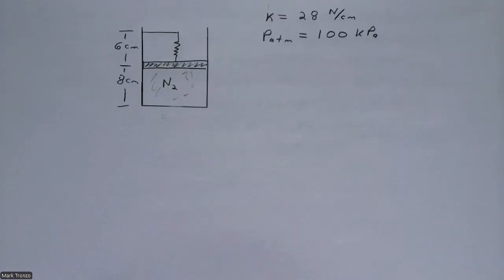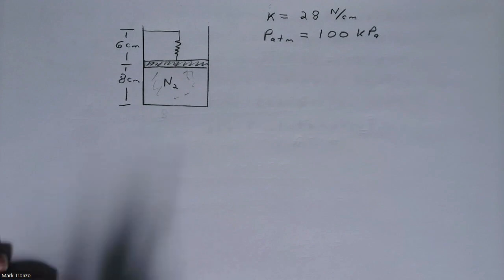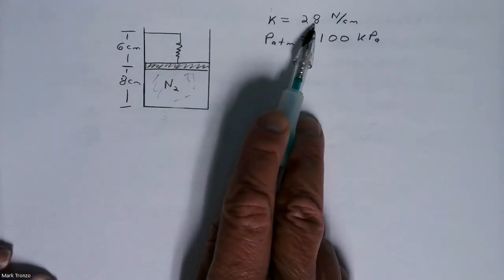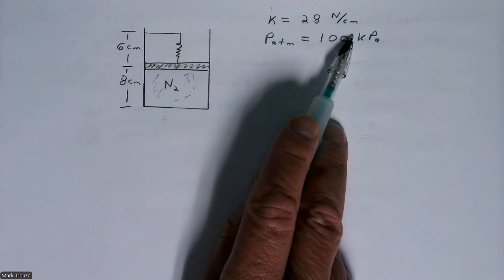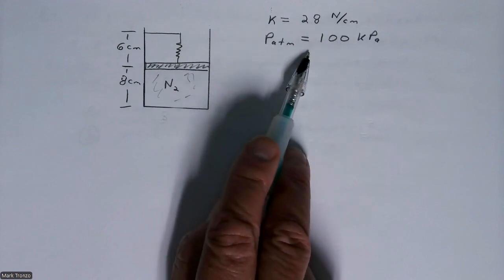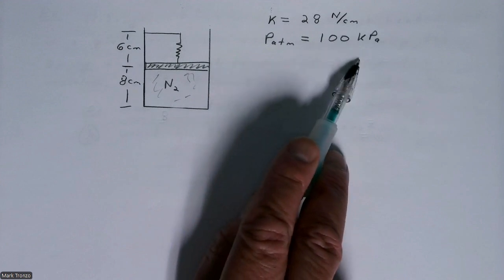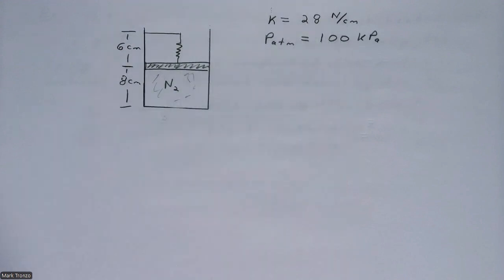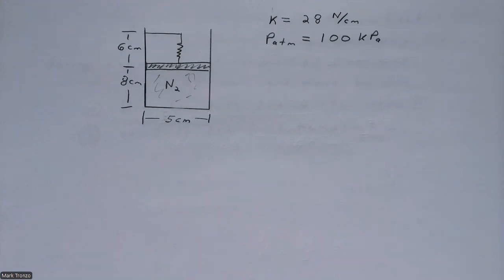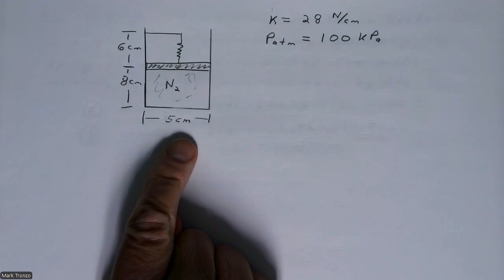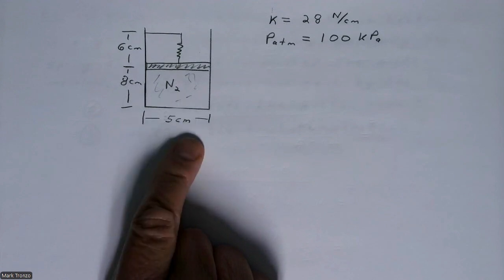A couple more things that we can assume here is that the spring stiffness is 28 newtons per centimeter, and the atmospheric pressure is 100 kPa. The diameter of the cylinder, and therefore the diameter of the piston, I forgot to put that in, that's going to be 5 centimeters.